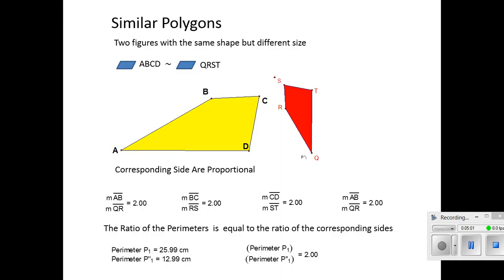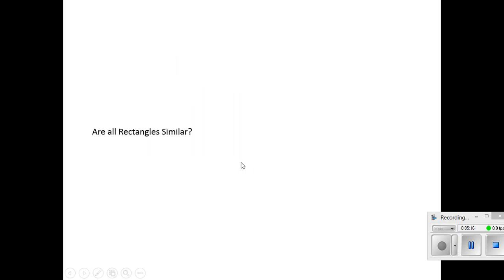Okay? Although the sides are twice as long, the area is 4 times as great. So the areas are going to be in the square of the scale factor. We'll look at that more later. Now we're going to pose some questions to you, okay?